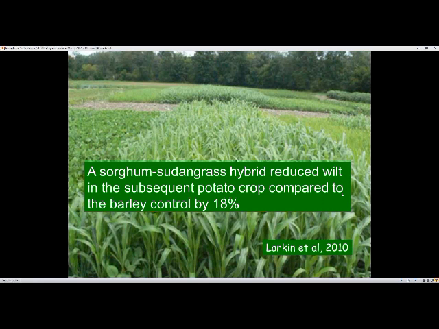In other work, the Larkin group actually showed that, similar to the work that was done in Idaho, sorghum Sudan grass did seem to reduce wilt in potato crops. And again, as I said, they did a lot of other research, which you can go explore.